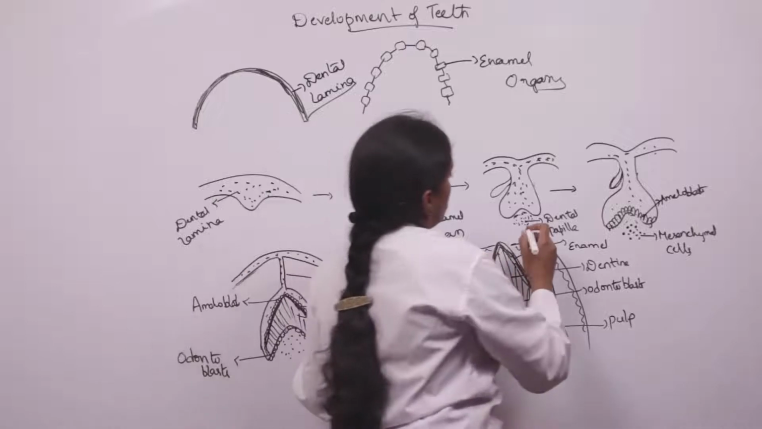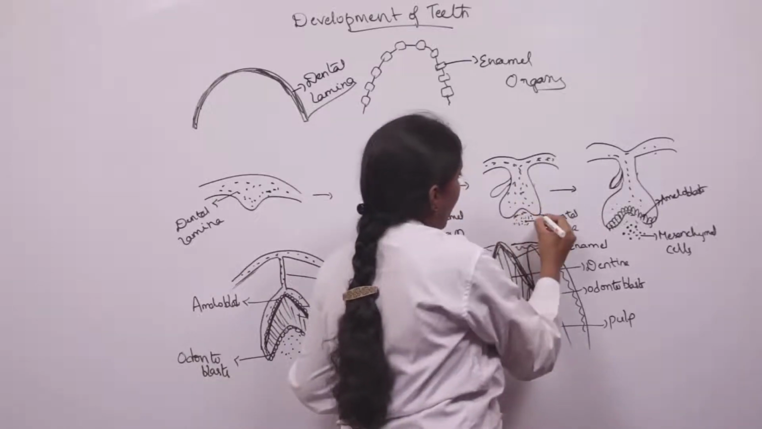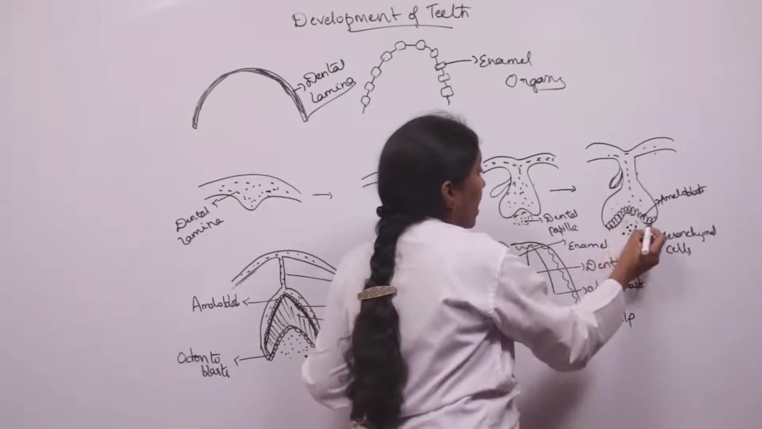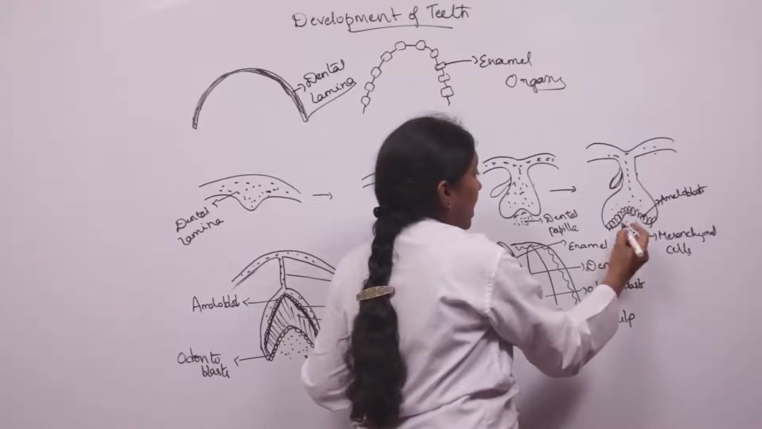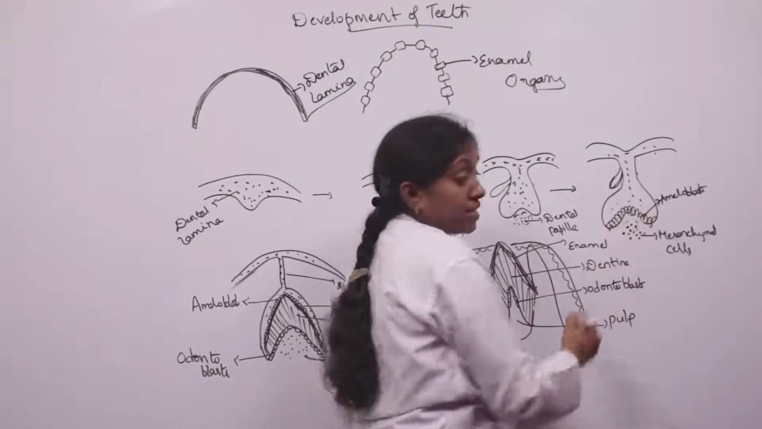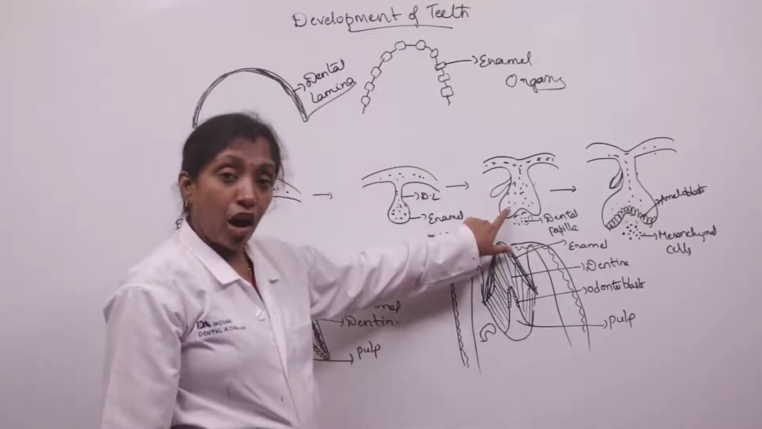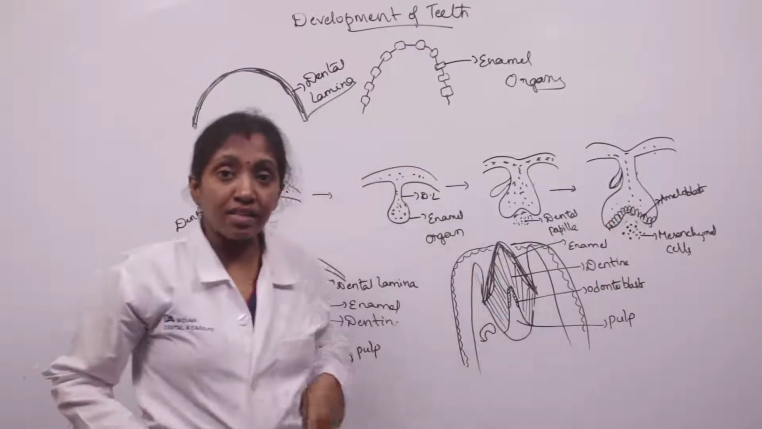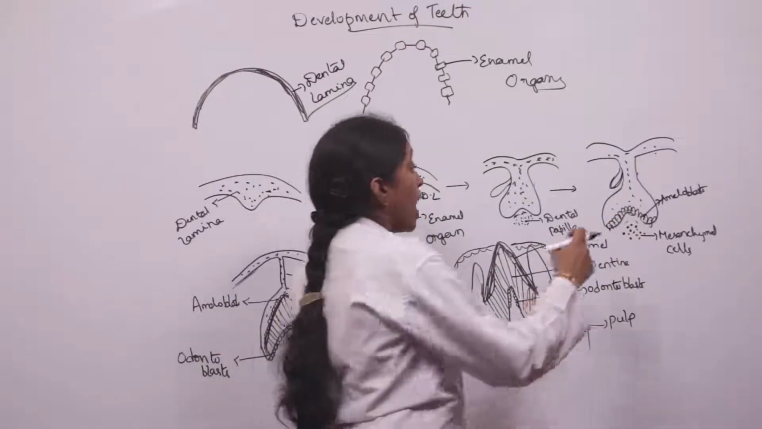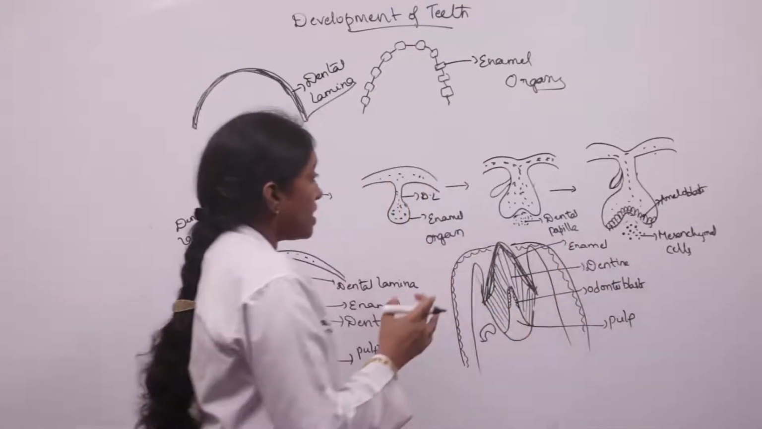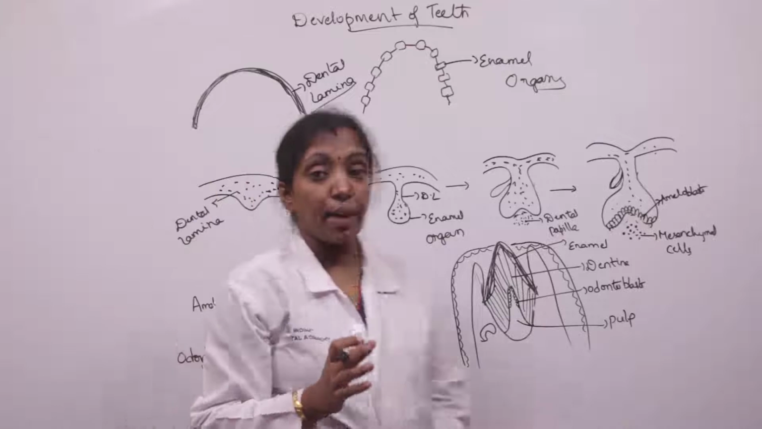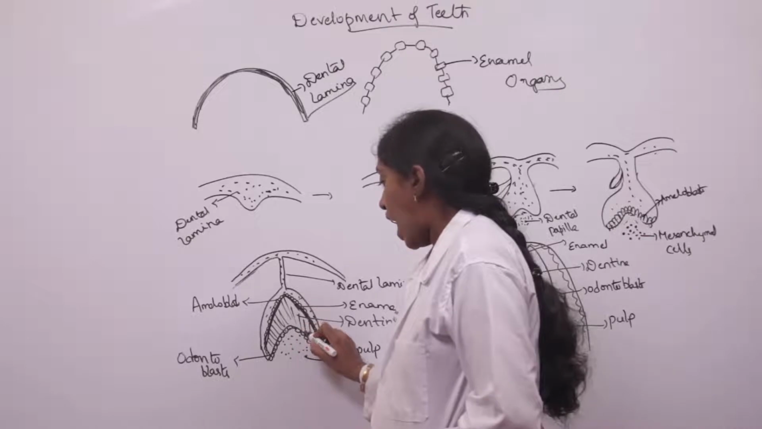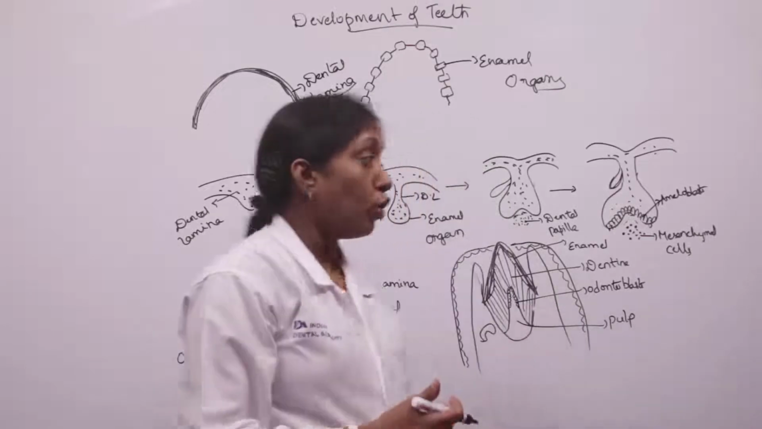Okay, now see here. The enamel organ becomes cup shaped here, and the cells of the enamel organ nearer to the dental papillae, nothing but the mesenchymal cells, become columnar, and these cells are called ameloblasts. And the mesenchymal cells adjacent to the ameloblasts also undergo differentiation and form one type of cells. They are called odontoblasts.